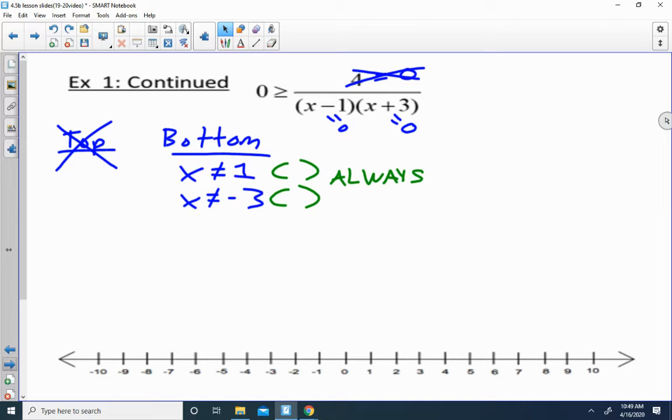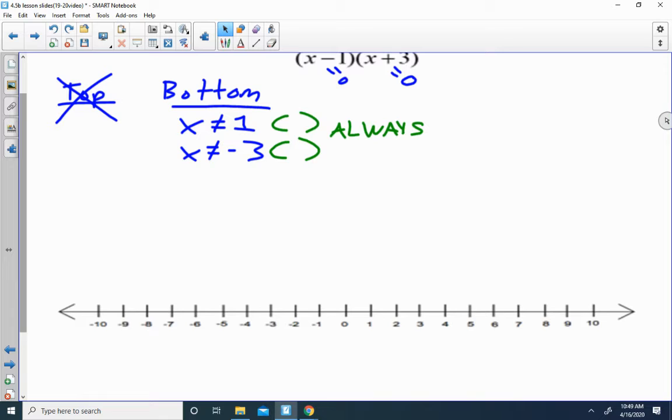All right, and we don't even need to worry about parentheses or brackets for the top because we don't have a top. So this is all we need. All right, so now we've done the first 2 steps. Now we can move on to graphing and finding test values.